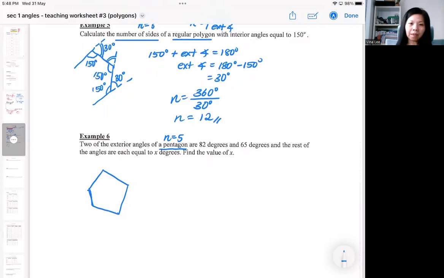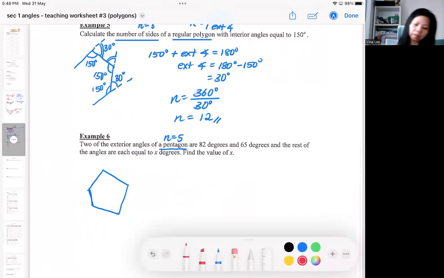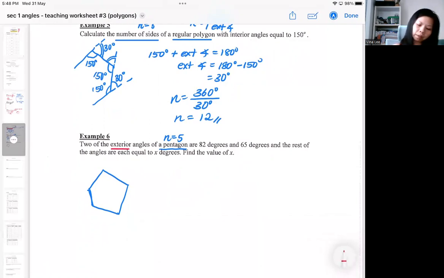Okay, they say two of the exterior angles. Please read very, very carefully. Exterior is outside. So there are two exterior angles: an 82, and 82 and a 65. It doesn't matter where you put the exterior angle. And the rest of the angles are x.